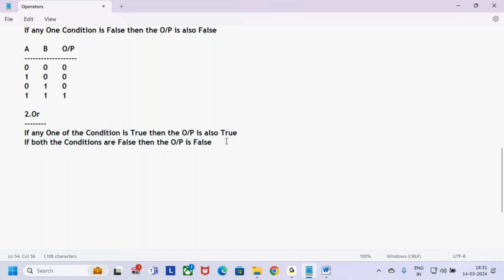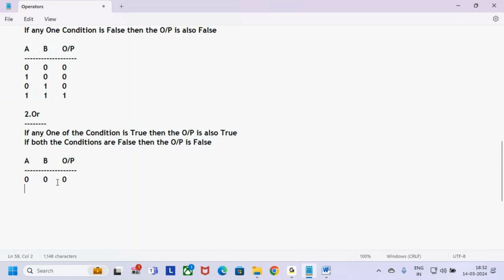Let me explain here, guys, practically. So I'm going to create the same table. A and B are my inputs, and I'm having one output column. Now try to understand. Here, the first condition is false, second condition is also false. I said that if both the conditions are false, then the output is false. So let me keep the output as false here.